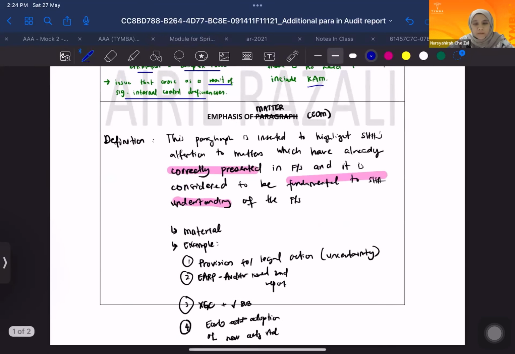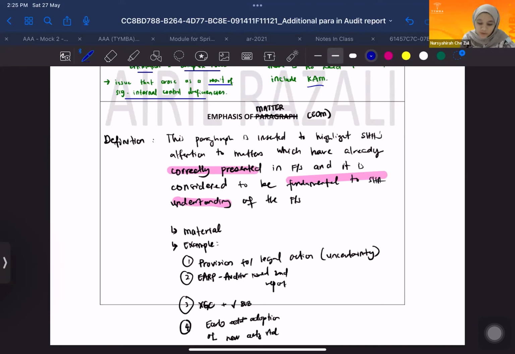EOM, emphasis of matter. When should you include an EOM paragraph in your audit report? Now listen to me. KAM and EOM are more or less the same thing. However, the difference is basically KAM is difficult to audit, while EOM is easier to audit.